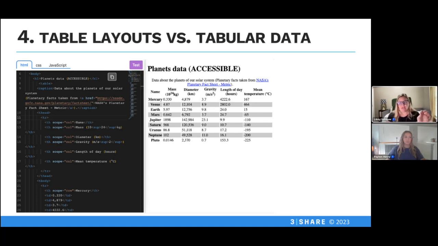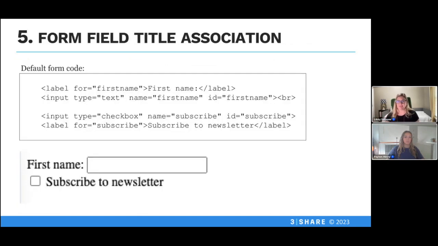And I will say, not all screen readers are created equal, and JAWS is actually the only one I've used that provides this context in a meaningful way. It is expensive though. The fifth and final example is form field title association.